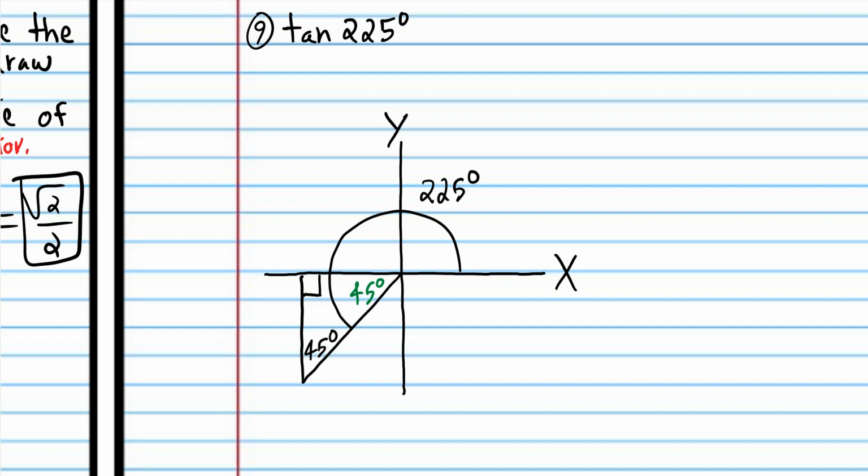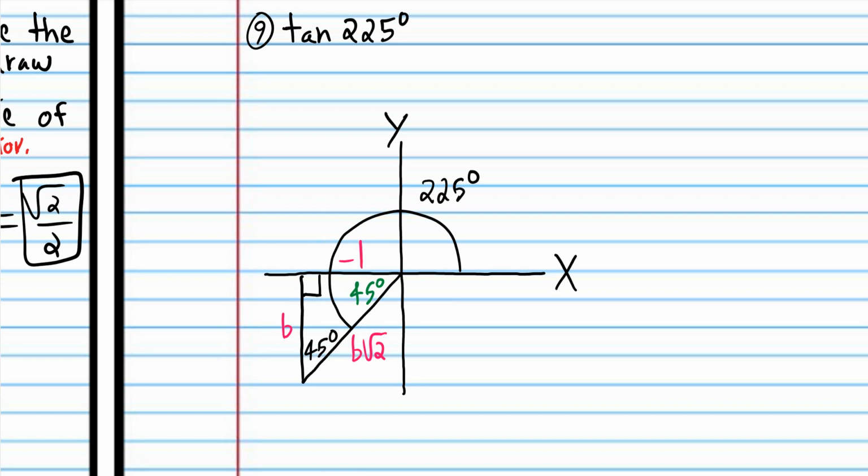So this is a 45, 45, 90 degree triangle. So whatever this side is, this side is the same, and this side is that number times root 2. That's the 45, 45, 90 degree triangle theorem. But I made a mistake here. This side is to the left of the y-axis, so it has to be negative.